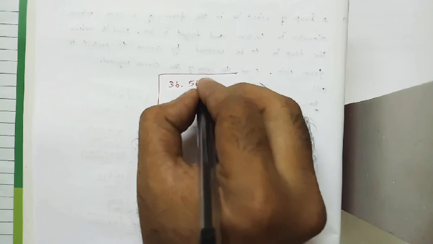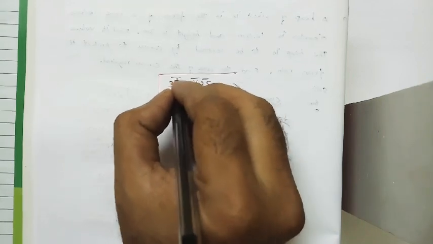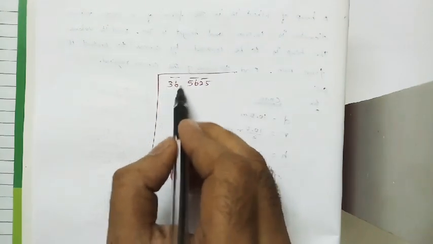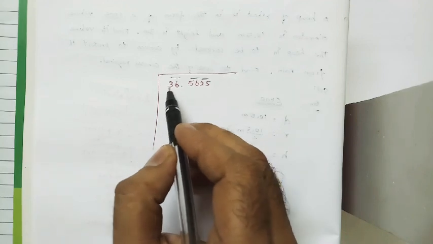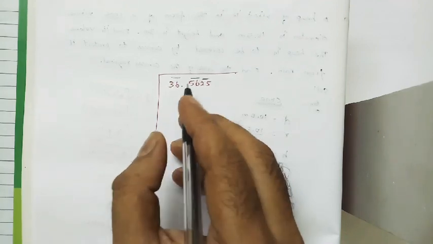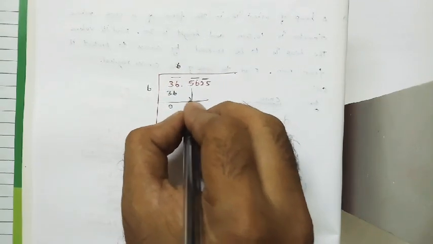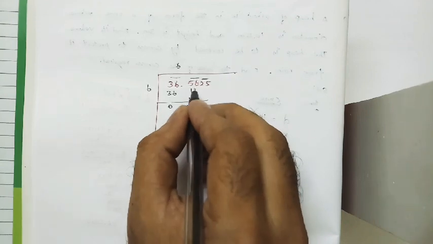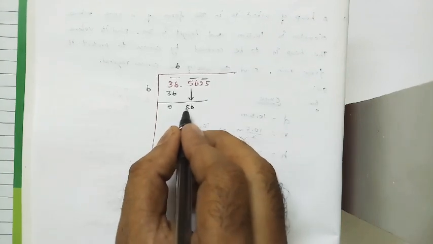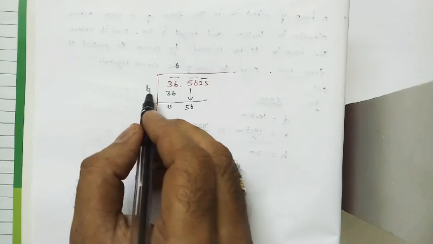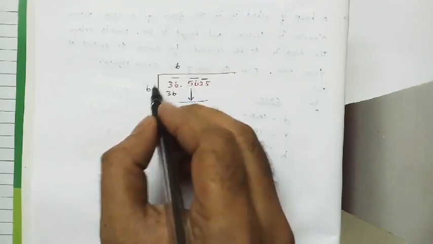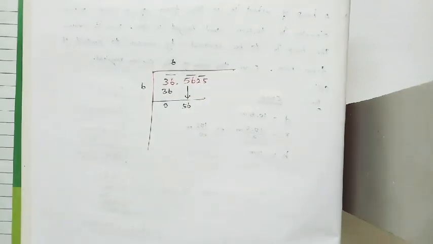The value is 36.5625, right? So first, what we want to do is take two digits at a time from the right. Among the 36, what is the highest perfect square? 6, right? 6 6s are 36, remainder 0. And next bring down the 56, two digits we have to bring down, right? 56.